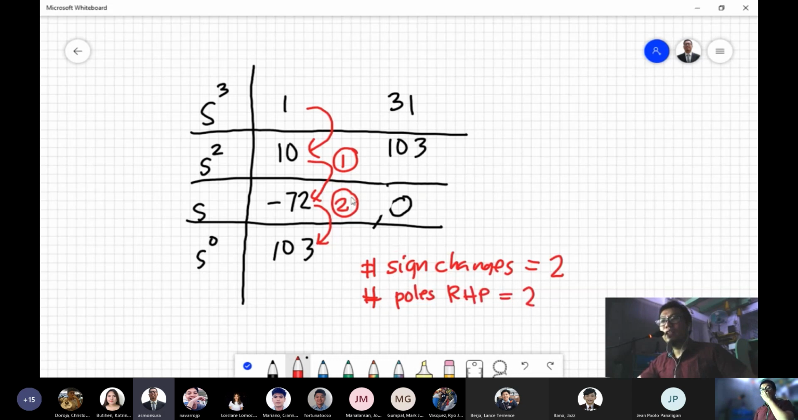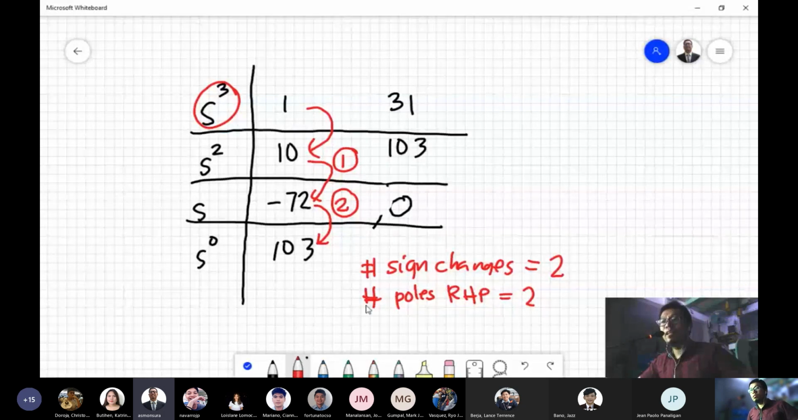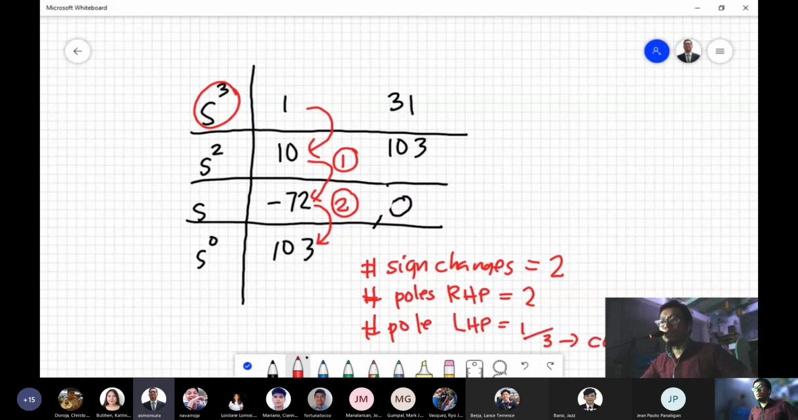Okay, and since kung titignan natin, meron tong tatlong closed loop poles kasi S cube yung pinakamataas eh. Okay, so if we have 3 closed loop poles, yung dalawa doon nasa right half plane. Okay, yung isa ngayon automatic nasa left half plane yun. Number of poles sa left half plane equals 1. Kasi nga dapat tatlo yung closed loop poles natin. Okay?